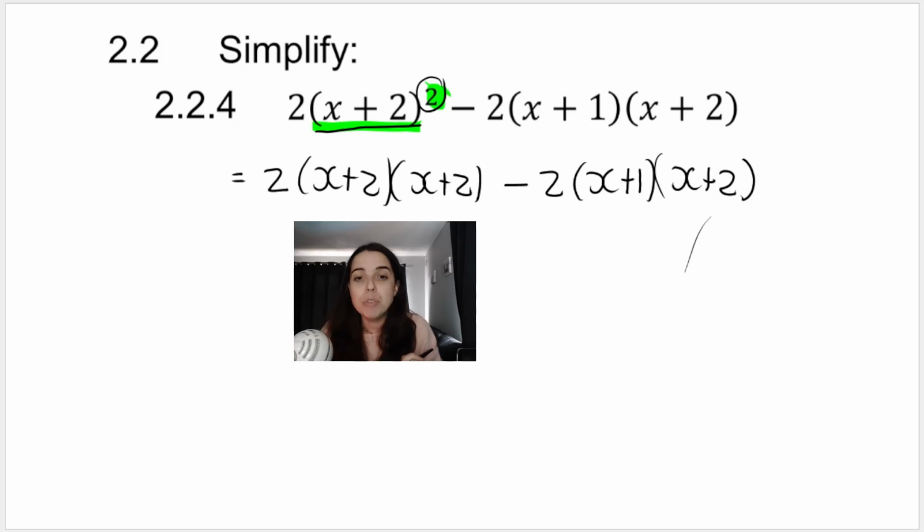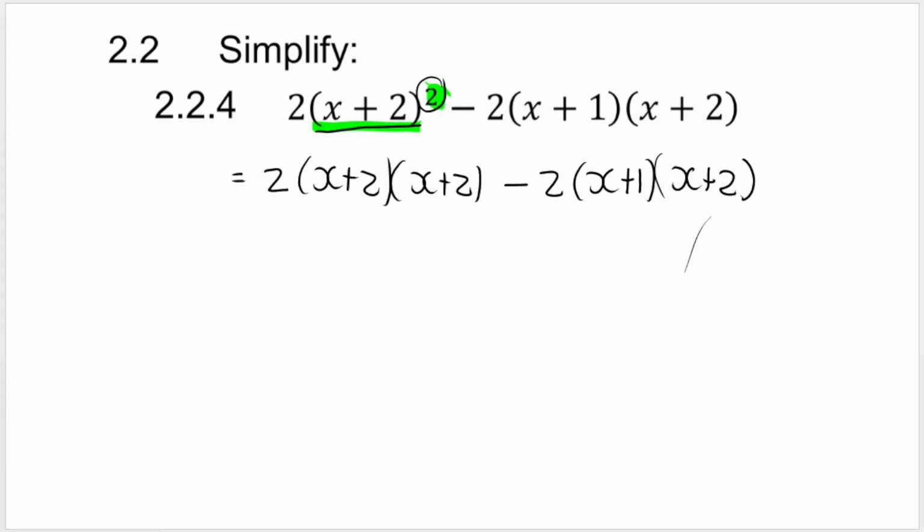Okay? How the FOIL method works is as follows. You multiply the first term by the first term. You multiply the outer term, so x times 2. You multiply the inner terms, 2 times x. And you multiply the last terms, 2 times 2.